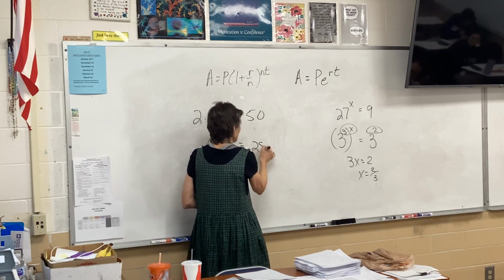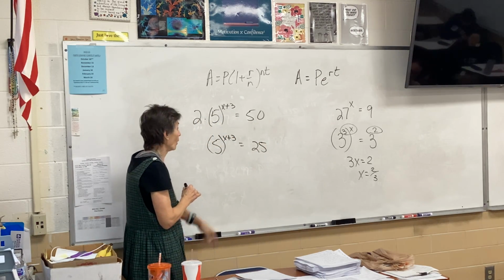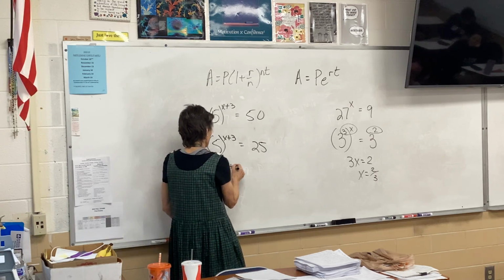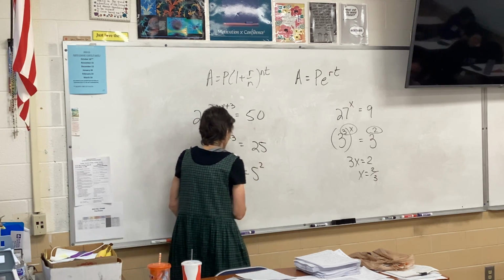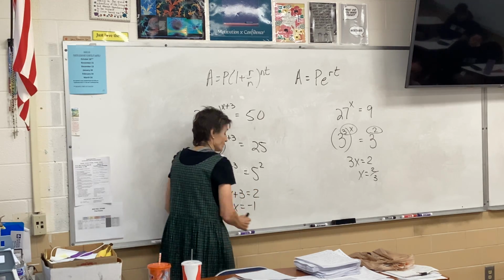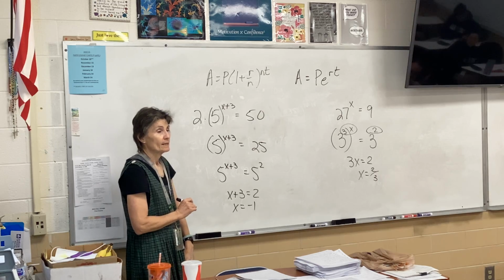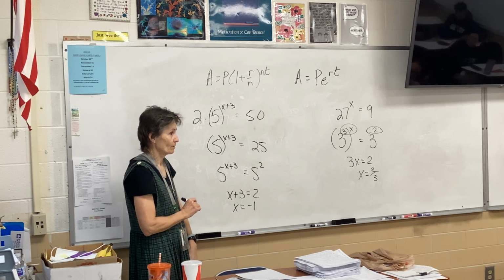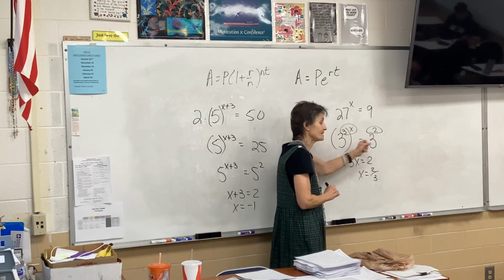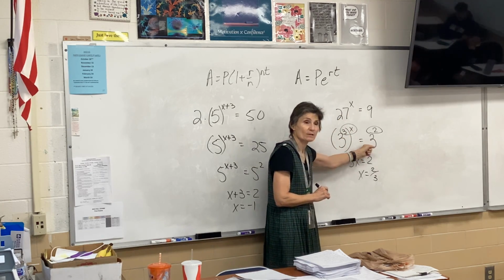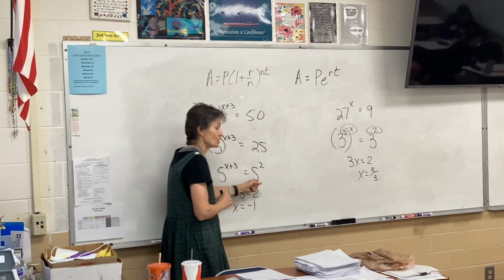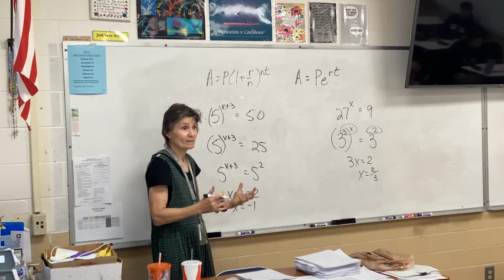So 5 to the x plus 3 equals 25. And what do we know about 25? 5 squared. So 5 to the x plus 3 equals 5 squared. So x plus 3 equals 2 and x equals -1. If you do not have a calculator and you are trying to find an exponent, you have got to get a common base. These two numbers have to match. Sometimes we have to change them both. Sometimes we only have to change one of them. But you always have to make them match.